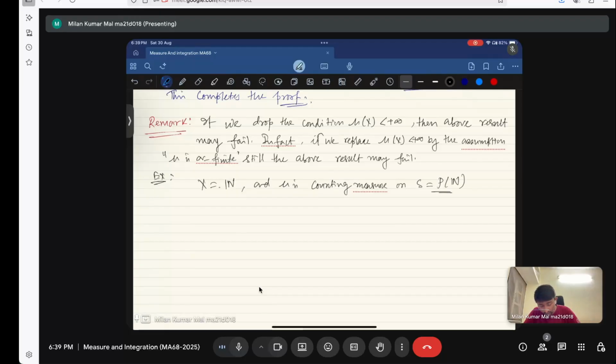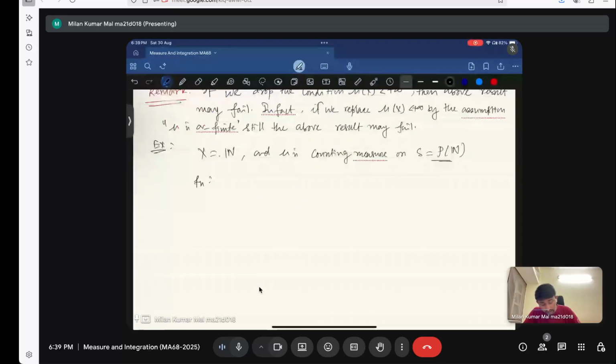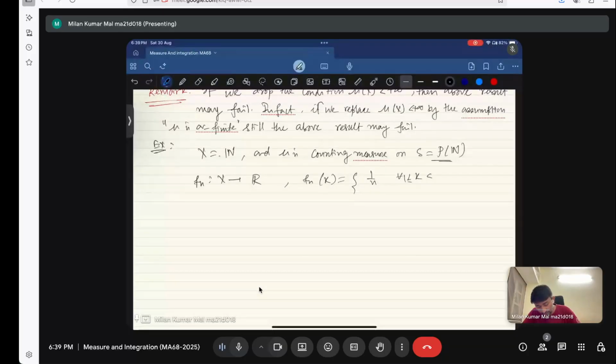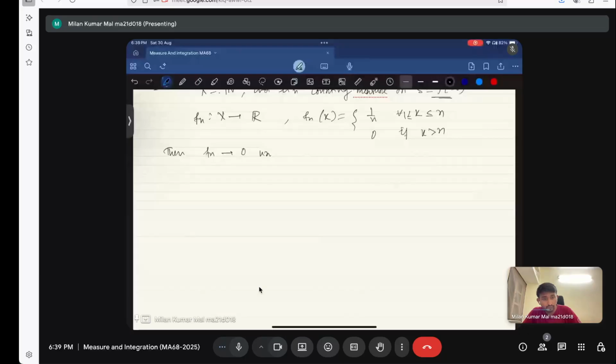Then consider fn from X to the real or complex numbers, whatever it is, such that fn of k equals 1 by n whenever k is less than or equal to n, and 0 if k is greater than n. Here k is obviously an integer, because we are defining the function fn on the natural numbers. So then fn converges to 0 uniformly.